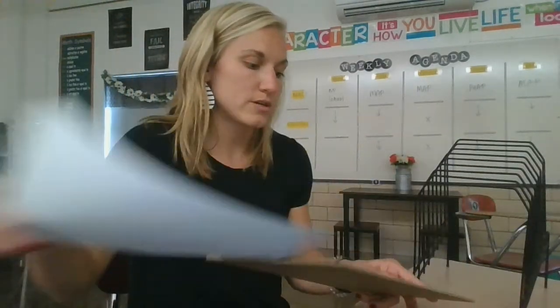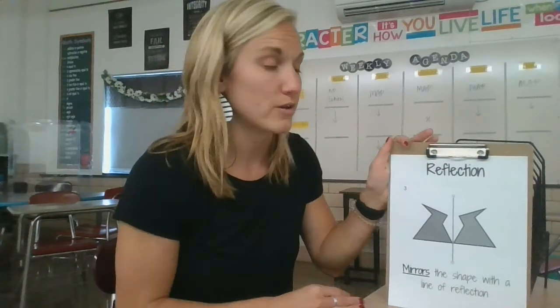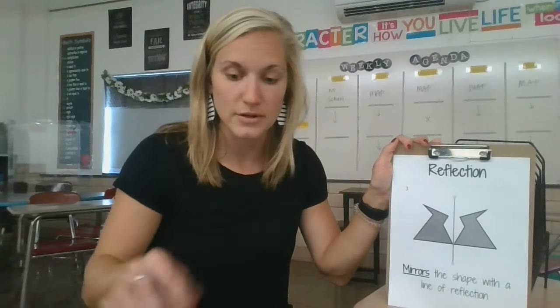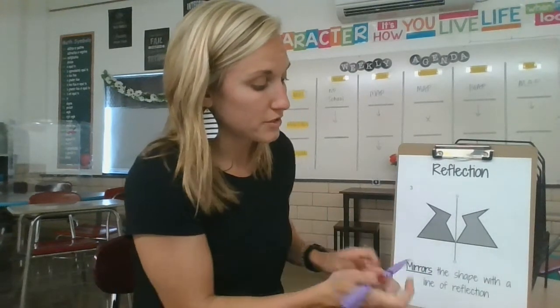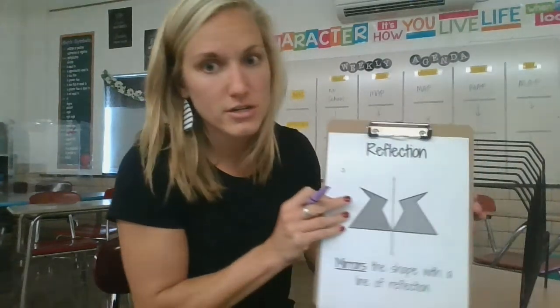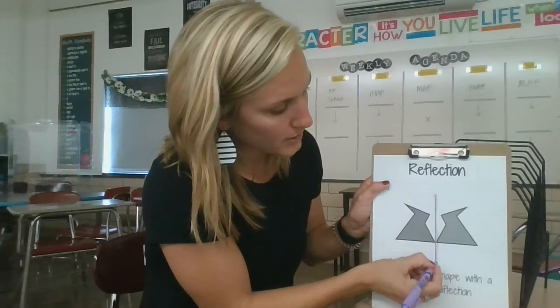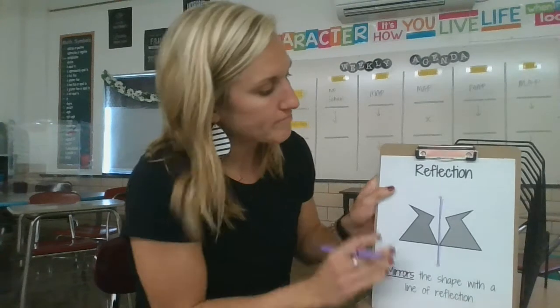And then the last one is the reflection. When we think about a reflection, the best way to think about it is when you look at yourself in the mirror, you are seeing a reflection of yourself. With a line of reflection, we call it mirroring the shape. Your line of reflection is what goes down the middle. So this right here is my line of reflection. You always have to have a line of reflection when you are doing a reflection.